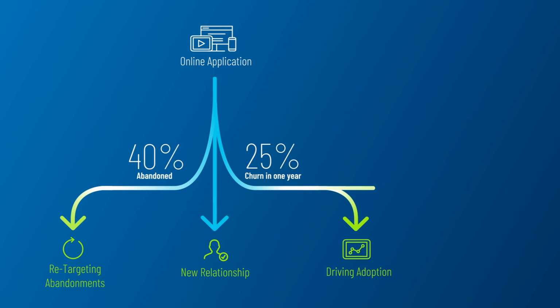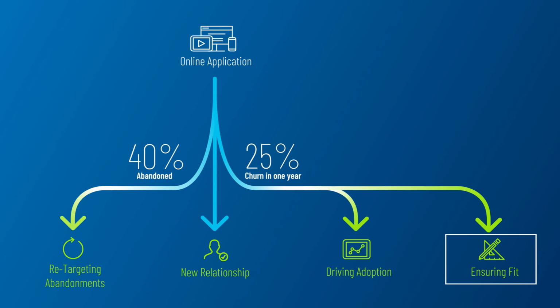Another source of churn for new accounts is changing customer needs and priorities. Bottomline's Digital Banking IQ monitors data, including balances and transaction patterns, to ensure that each new customer is using the best set of products to fit their needs.